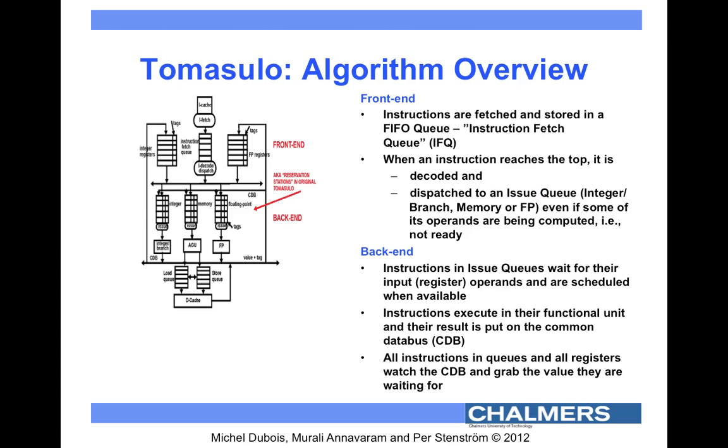So now let's look in detail into what happens when an instruction flows from the instruction fetch stage all the way through the pipeline. First of all, instructions are fetched and stored in a FIFO queue called the instruction fetch queue. So basically the front end works asynchronously with the rest of the pipeline, with the sole task of fetching instructions.